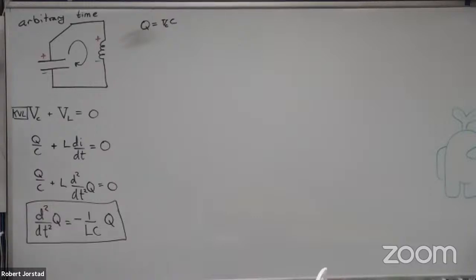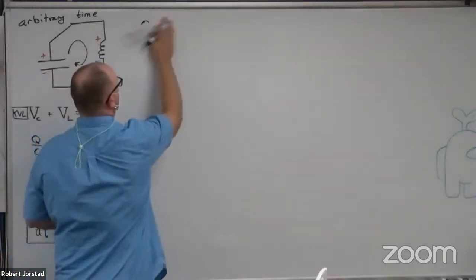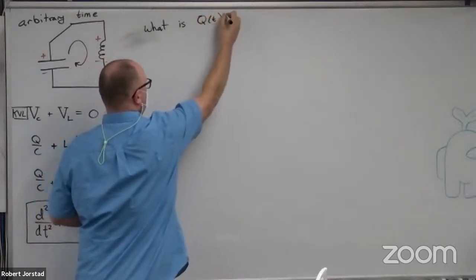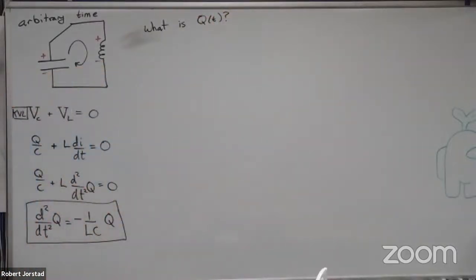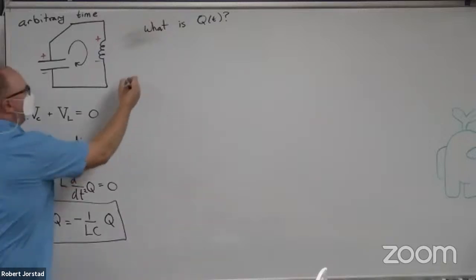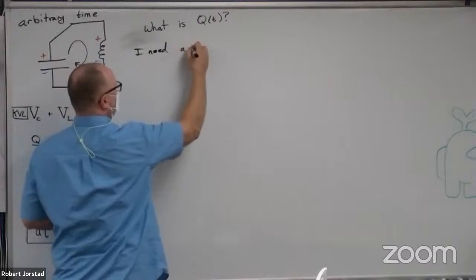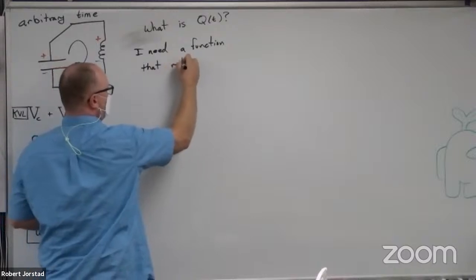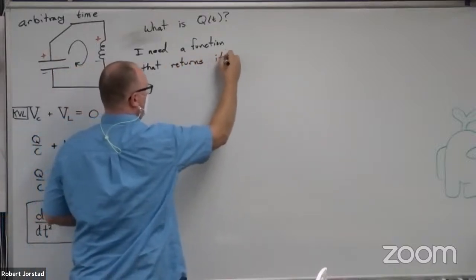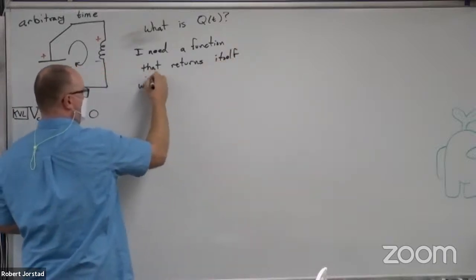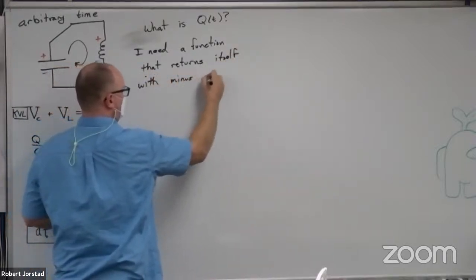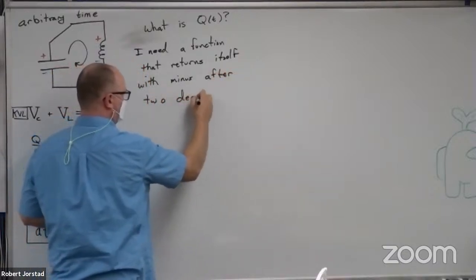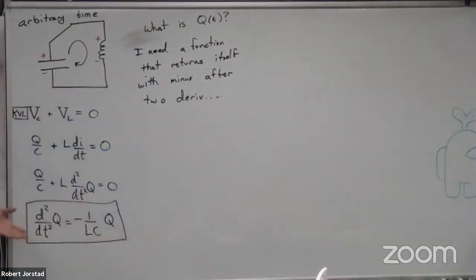What I really want to understand is, my goal here is, what is Q of t? At first this may seem crazy, but my claim is I need a function that returns itself with a minus sign after two derivatives. That is the claim, right?